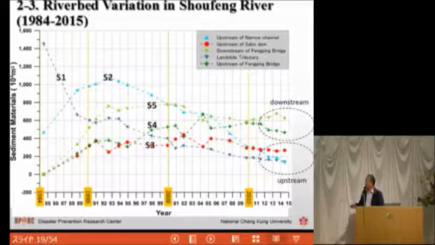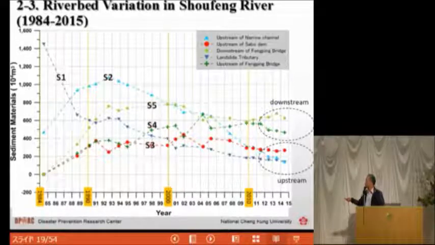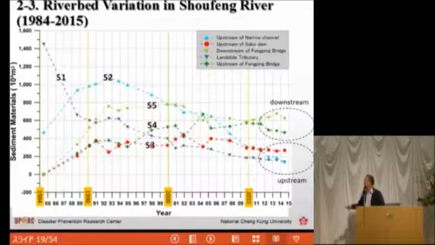The vertical axis is the sediment material amount, and the horizontal axis is the time, from 1984, that is the time the landslide occurred, until now. And you can see the upstream segments, S1, S2, and S3. At that time, it increased rapidly, then it gradually decreased. Till now, it is almost in equilibrium.